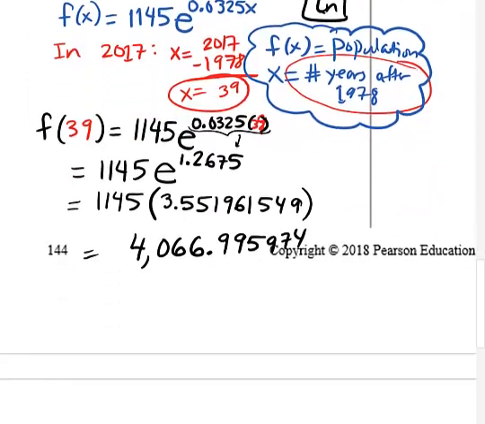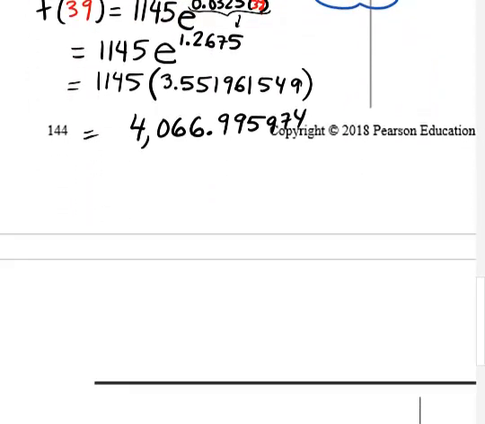They didn't say where to round, but if you think about the context of this problem, this is the population of gray wolves, so I'm probably going to round to the nearest whole number, because what is half of a gray wolf? What would that even mean?